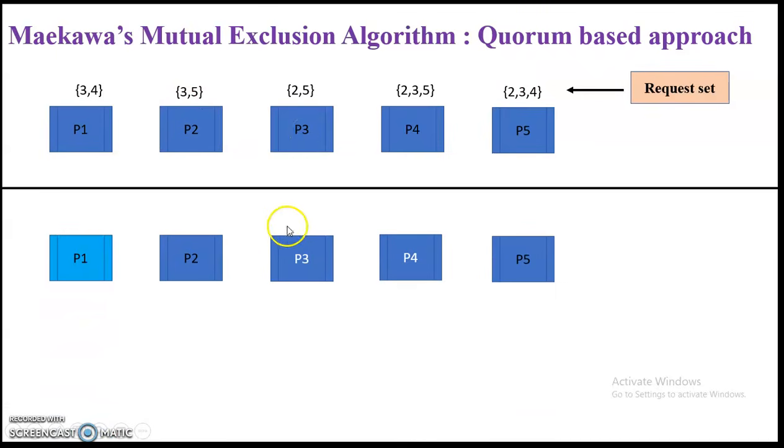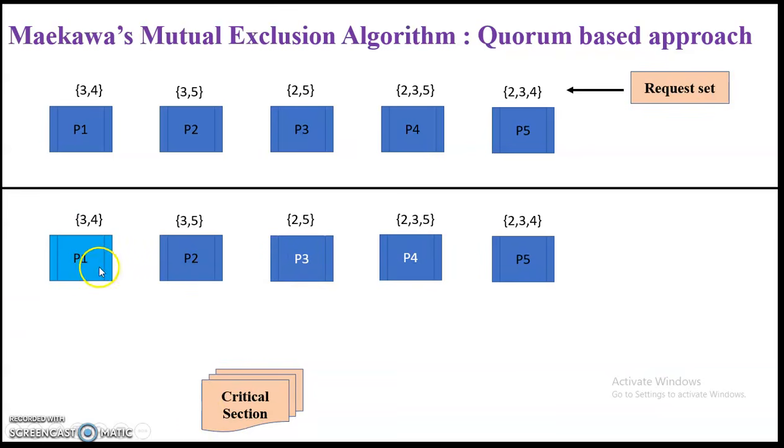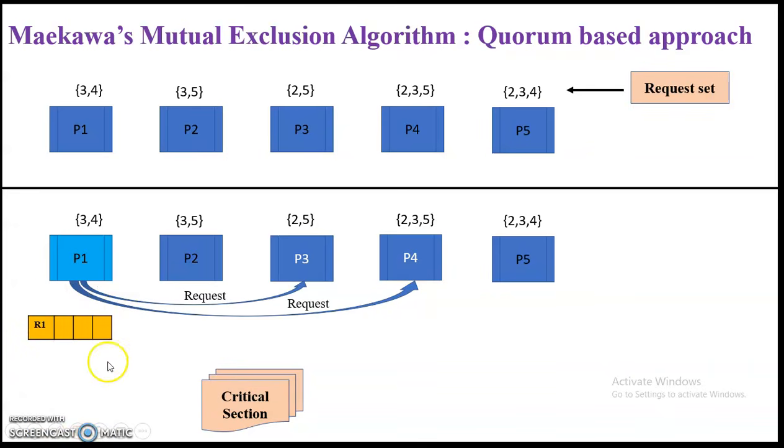Now what happens? Let's say P1 wants to enter into the critical section. These are the request sets or quorums that are there. Now what will P1 do? It will first send the request message to the sites that are in its quorum. What are the sites in its quorum? That is 3 and 4. So it is sending a message to process P3 and to process P4. It will maintain a queue, and it will put itself at the top of the queue. That is R1, request 1.